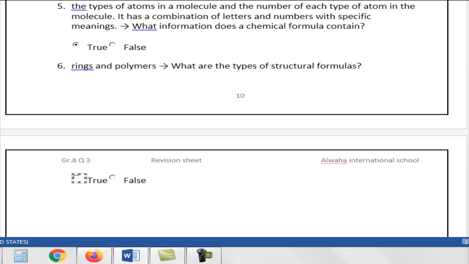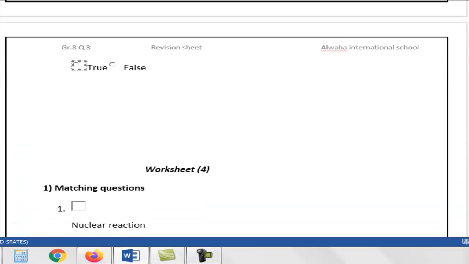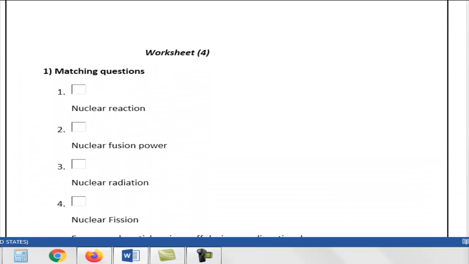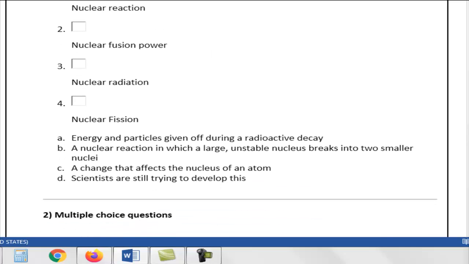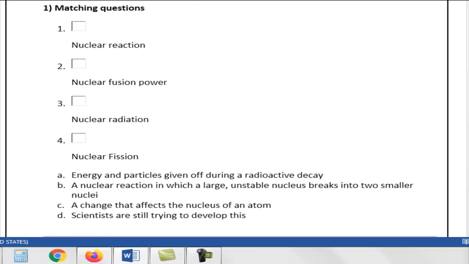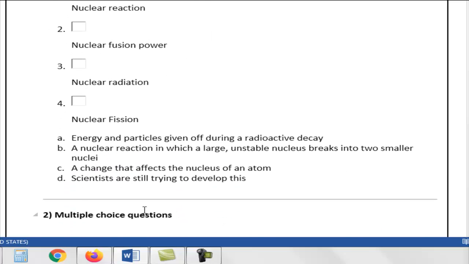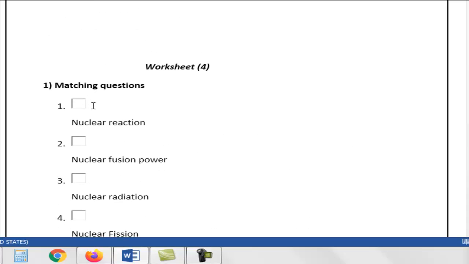Okay, let us finish worksheet 4. Nuclear reaction, nuclear fusion power, nuclear radiation, nuclear fission. Number 1, nuclear reaction: it will be C. Changes that affect the nucleus of an atom. So number 1 will be C.